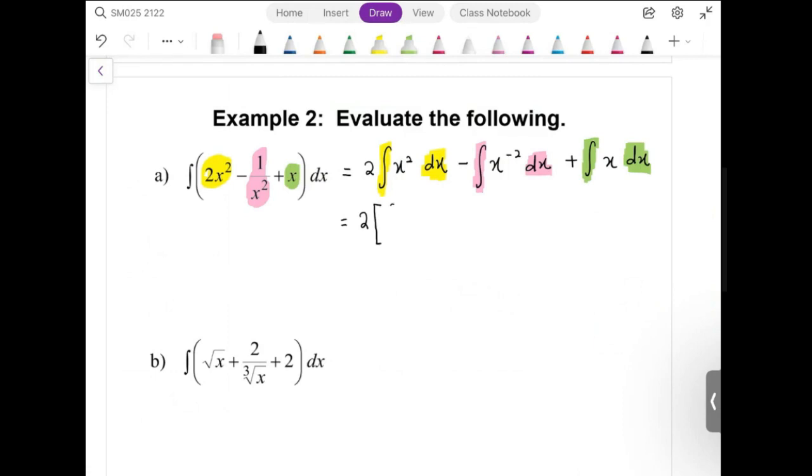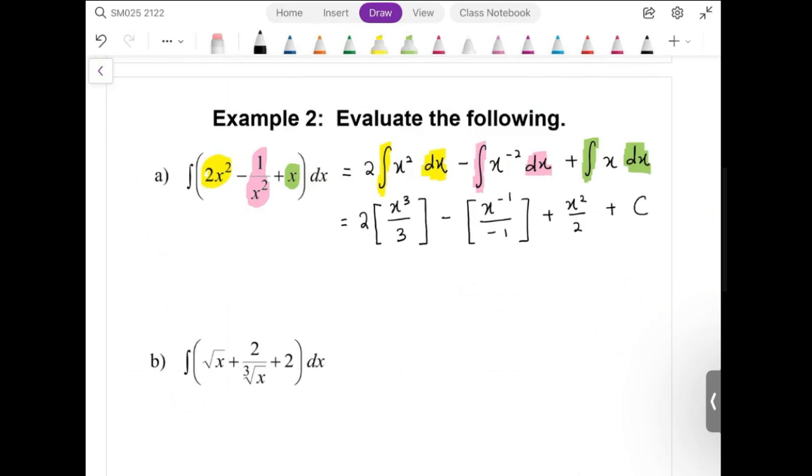So it will be x cubed over 3. Saya tak tunjuklah satu-satu kuasa tambah, bahagi kuasa baru tu. Okay. Next one, minus with, careful here, it's involving negative power. So we will get x to the power of negative 1 over negative 1 plus with the last term x. So we get x squared over 2 plus c.